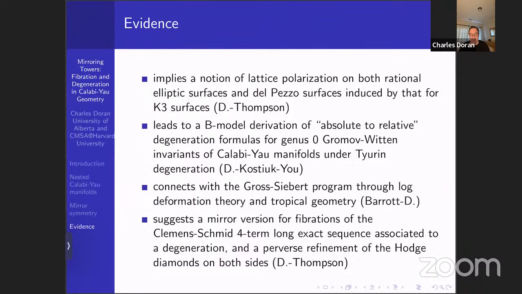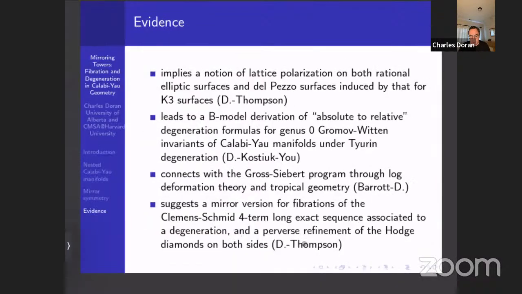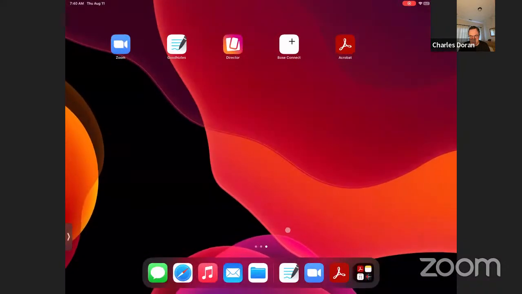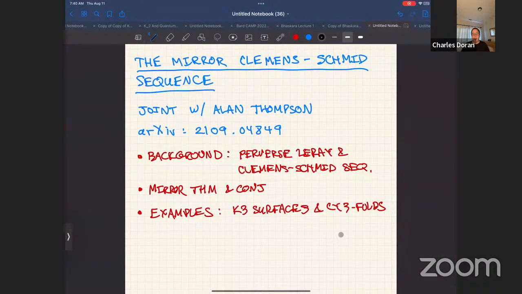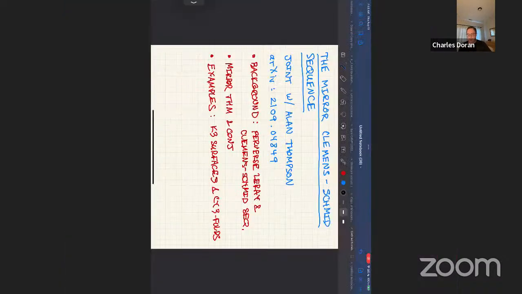So let me switch to that now. If I've done this right, I can just click a couple times and I'm there. There we go. Okay, mirror Clemens-Schmid sequence. I'll change the orientation. There we go.